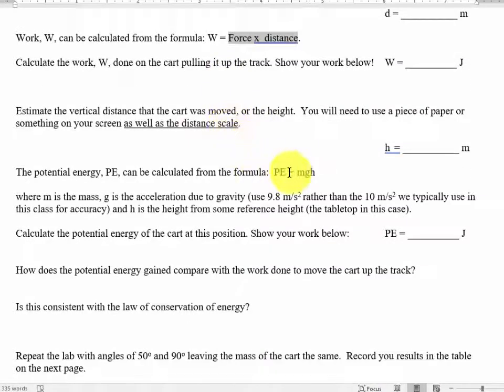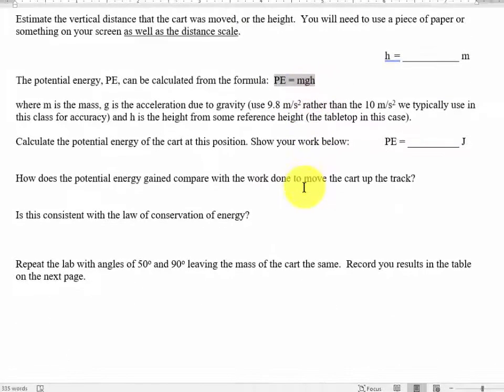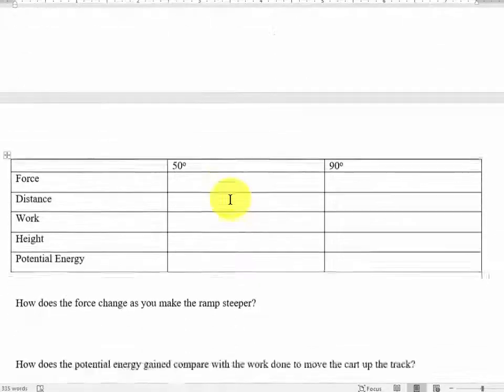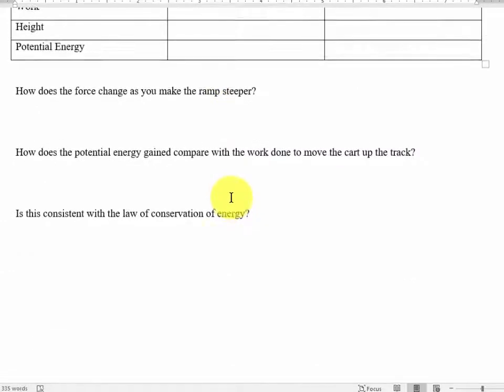Then you're going to calculate the potential energy, mass times gravity times height. And you say, wow, gee whiz, look at that, they're the same. If what you calculated is not consistent with the law of the conservation of energy, then you know that something bad probably happened. All you're going to do is you're going to repeat this lab with angles of 50 degrees and 90 degrees, leaving the mass the same. So this lab is relatively straightforward.